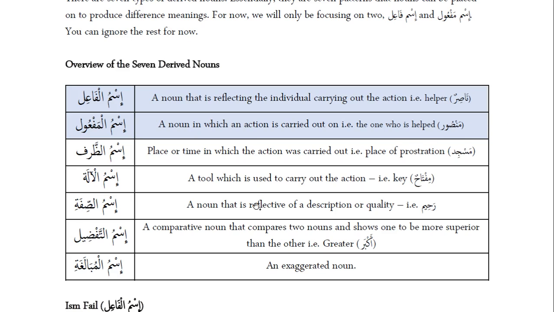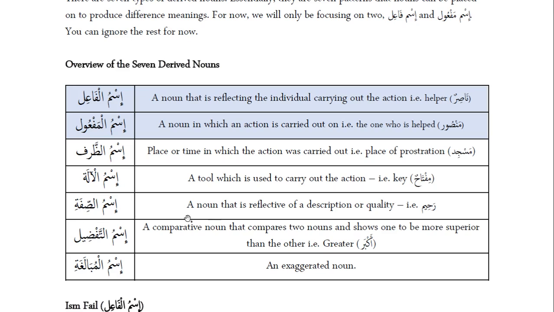Mansur, right? Ismul dharf is a place or time in which the action was carried out, i.e. a place of prostration, which is a masjid, right? It's a place in which you perform prostration. Ismul ala is a tool which is used to carry out the action, right? An example of this is a key, miftah. It's used in order to open something.